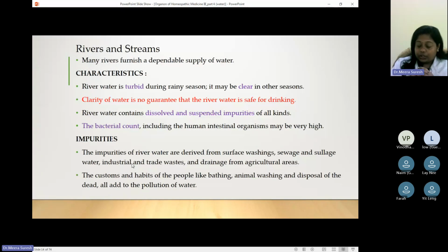Like if we are going to do the human dwellings, people living near the river, if they are going to do any washing of their clothes, their dishes, the sewage and sullage water. Sewage and sullage water means the domestic water, or the water that has been disposed of after domestic uses.